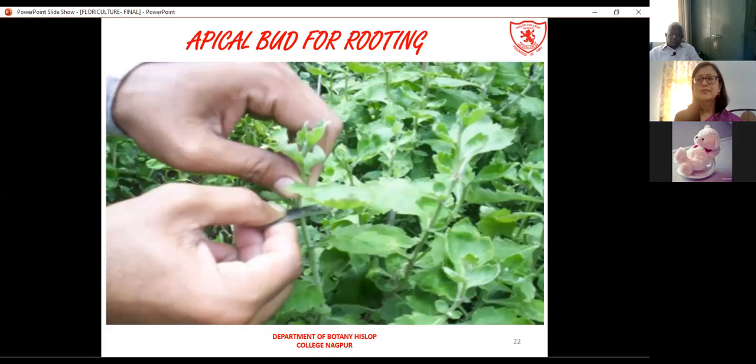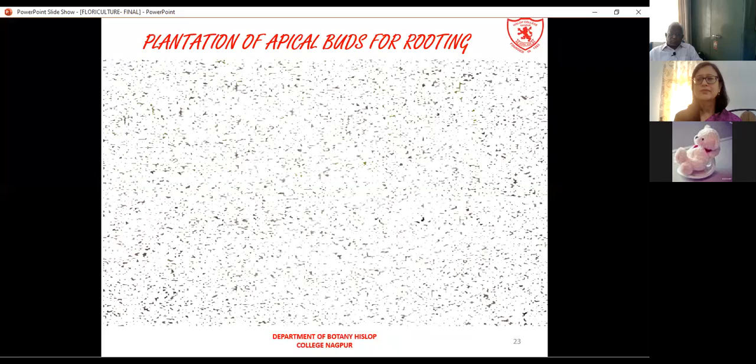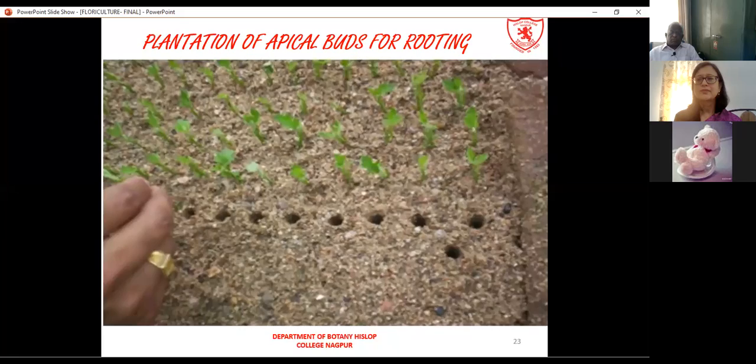So this tip is cut off, and the tip is then dipped in a solution of fungicide. Fungicide means any chemical that will kill a fungus. These are very small baby plants. We have to protect them because they are susceptible to infection and disease. So after the tip has been cut, they are placed in the sand bed at regular intervals.